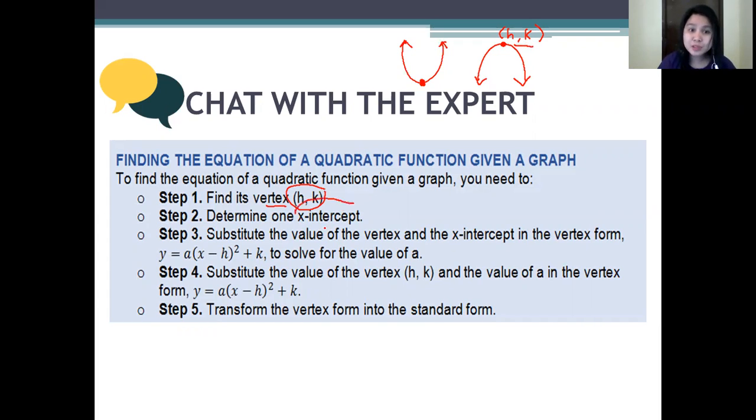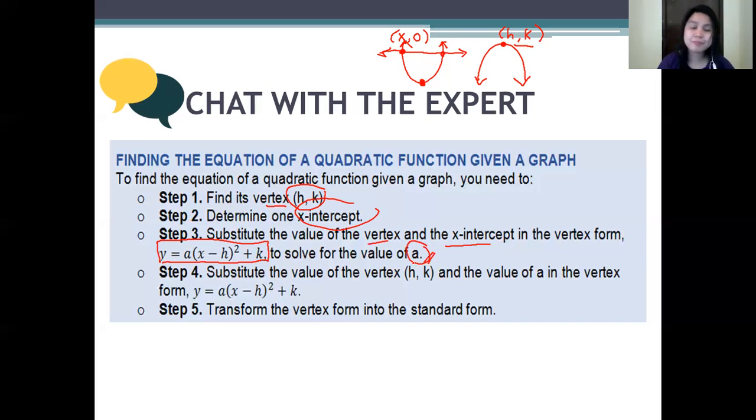Then, we determine one x-intercept. Remember, the x-intercept is the point that passes by the x-axis. So we now have our x-intercept, that's x with a 0 for the y. Then we will substitute the value of our vertex and the x-intercept in the vertex form, y equals a quantity x minus h squared plus k. Then our output will be the value of a.